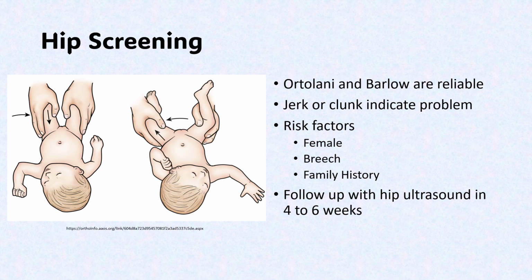Risk factors for developmental dysplasia of the hip include female gender, in utero breech position, and a positive family history. Early intervention is important in the treatment or correction of hip dysplasia, so it is important to recognize at-risk infants early. Infants with any risk factors or joint instability should have a hip ultrasound performed between 4 and 6 weeks of age.